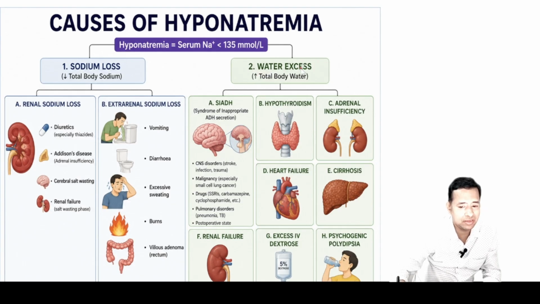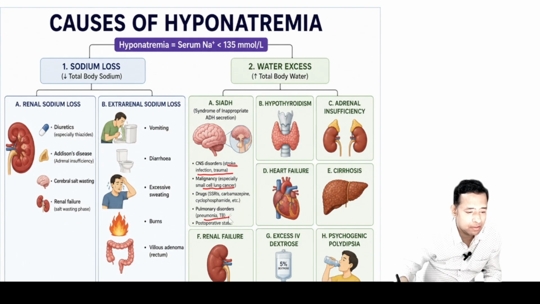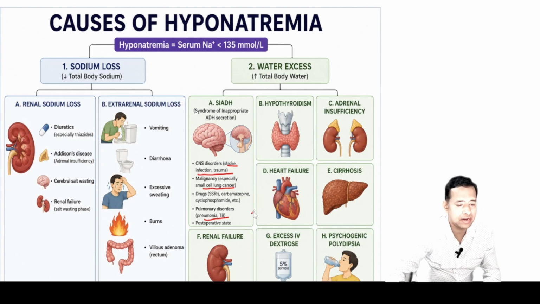And next is water excess causes. In water excess causes, you need to think about SIADH. There is a superb mnemonic in this slide, I will be explaining after two slides. CNS disorders may present with stroke, infection, and trauma. Malignancy, especially small cell lung cancer, and drugs which are SSRIs, carbamazepine, cyclophosphamide, etc. Pulmonary disorders are pneumonia, TB, and the post-operative state, where we can also see SIADH.